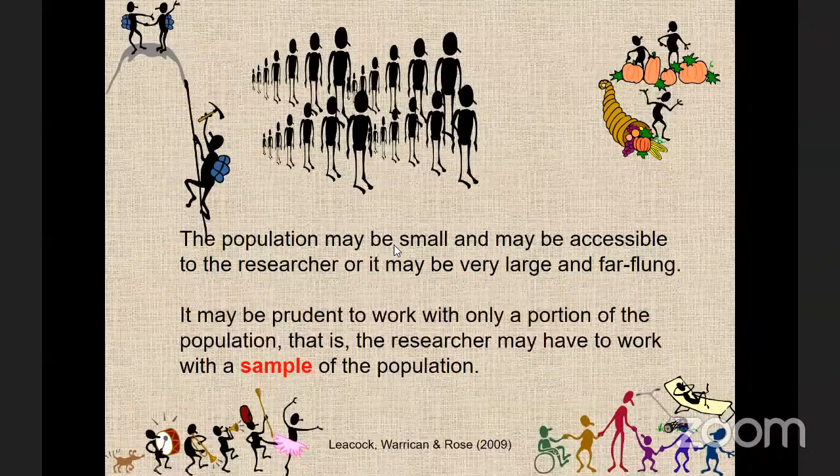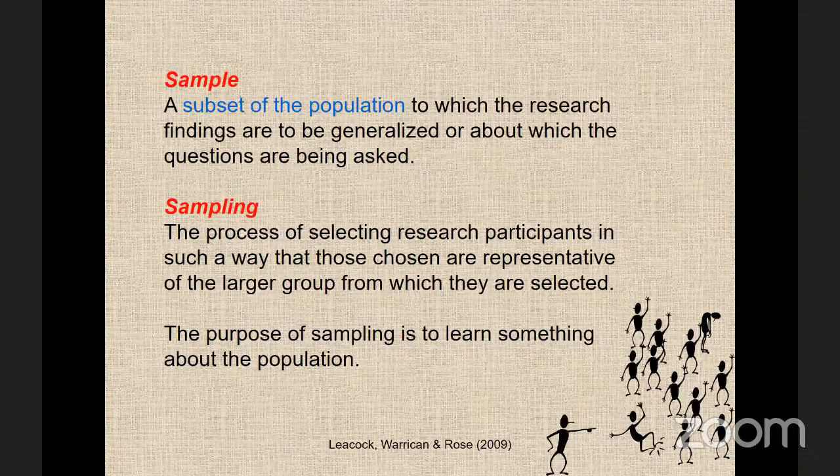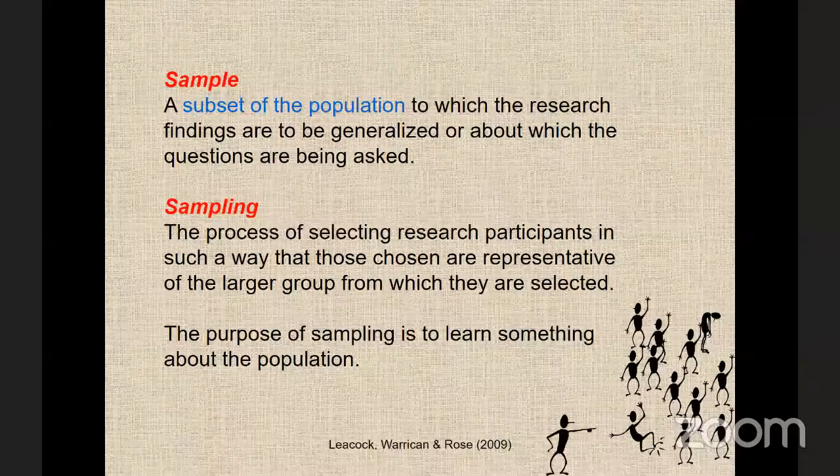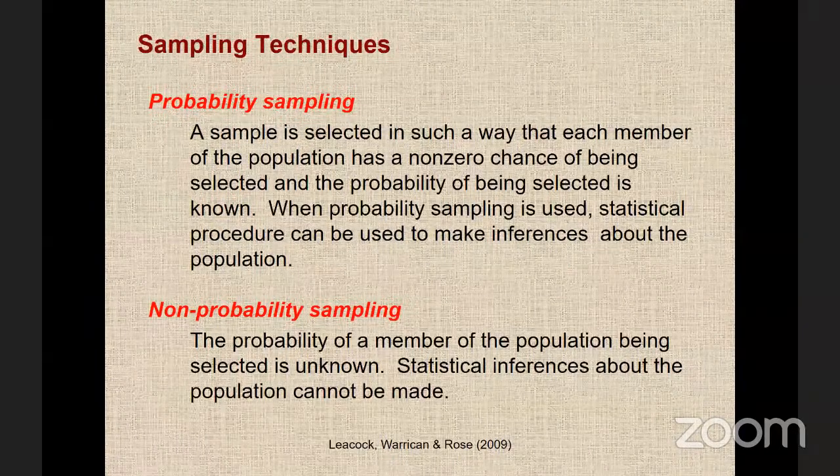Because it is too expensive to take a full census, typically people do a subset. Those are called samples. So sampling is the process of selecting from the large group. There are two types of sampling, probability or non-probability. Probability sampling is doing sampling such that each member of the population has an equal chance of being selected, using statistical procedures to make inferences.